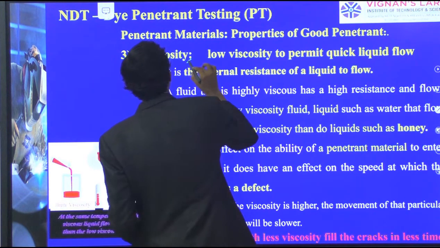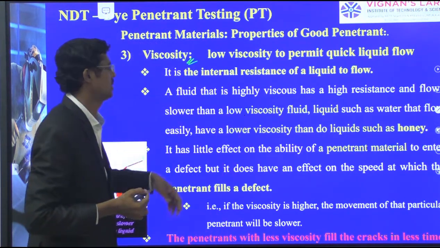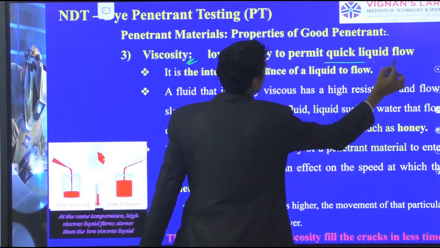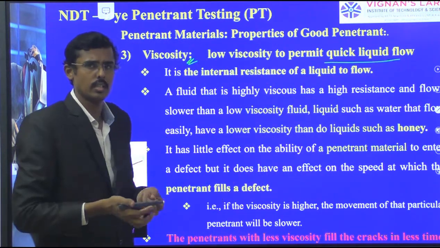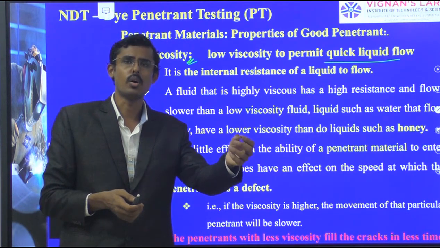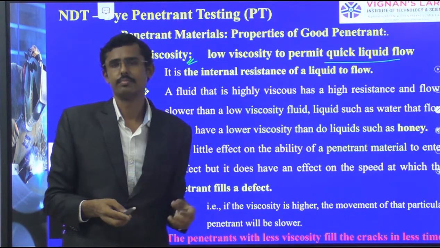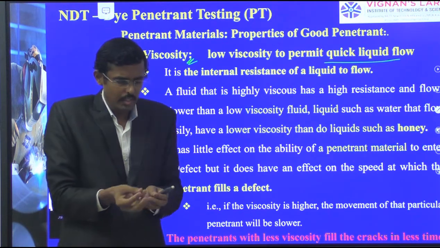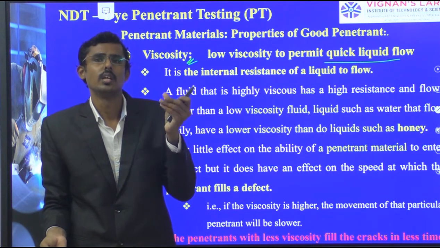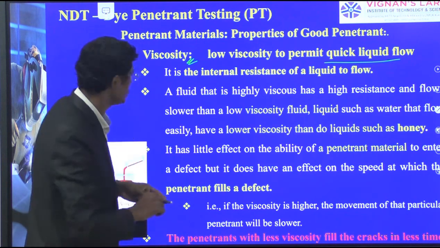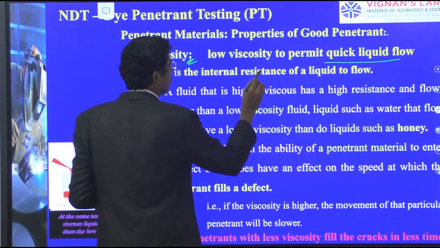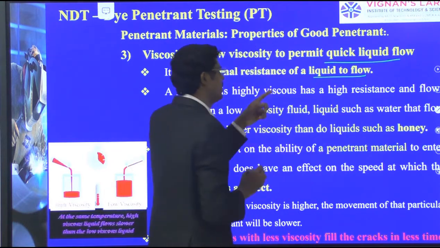Next, I am talking about the viscosity property. The first statement I have given is low viscosity to permit a quick liquid flow. We understand low viscosity of water and high viscosity of oil, comparatively. So water can flow easily, oil cannot flow easily because of its viscous property. Likewise, it is the internal resistance of a liquid to flow. And that is the definition of viscosity.